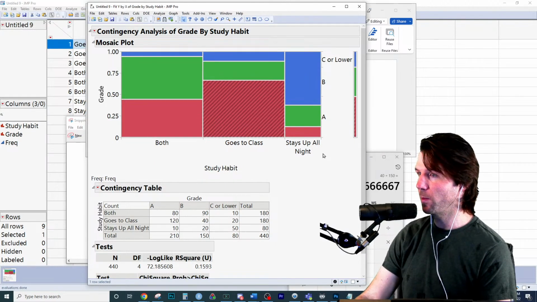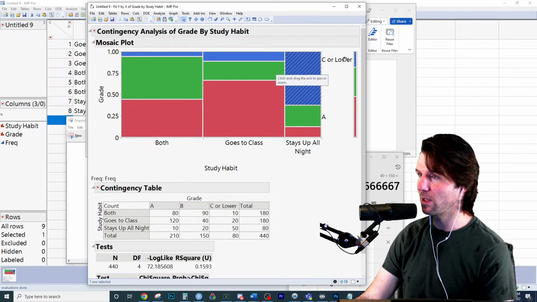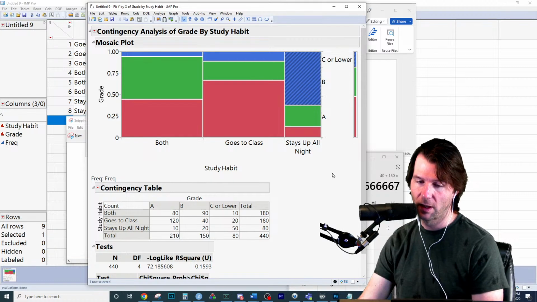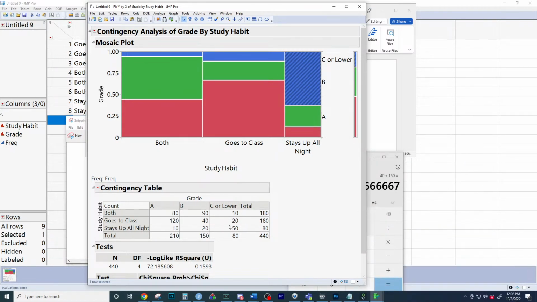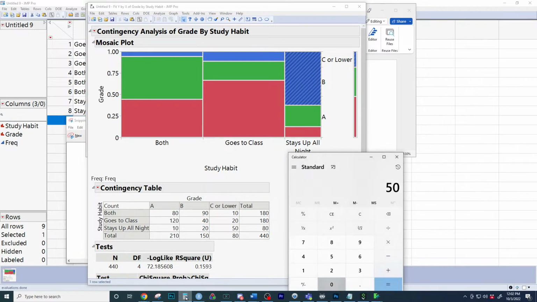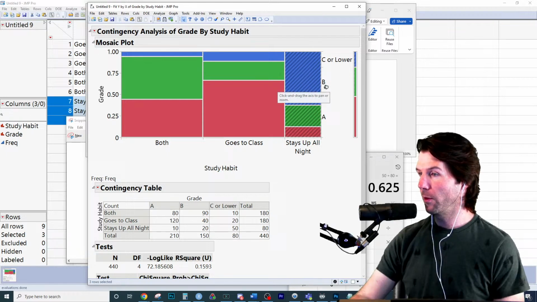But what is the probability of people staying up all night making a B? Well, that's C or lower, rather. It looks like it's B, but that's actually the C or lower over there. So the probability of somebody making a C or lower if they stay up all night, show the math on that: stays up all night, 50 out of 80. And you can see right here 62.5%. Does that make sense that you're seeing the conditional distribution right there? This is called the conditional distribution because it's for only people who stay up all night. Are there any questions on this?